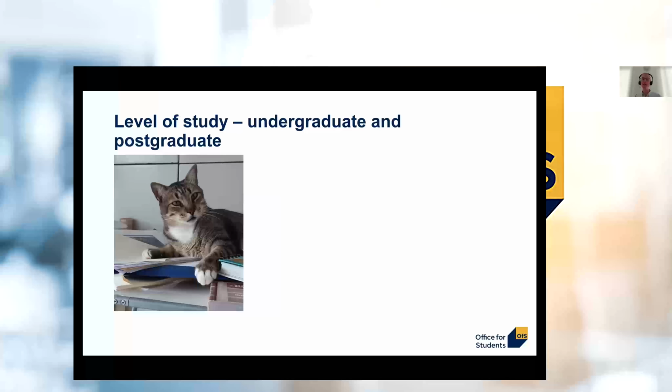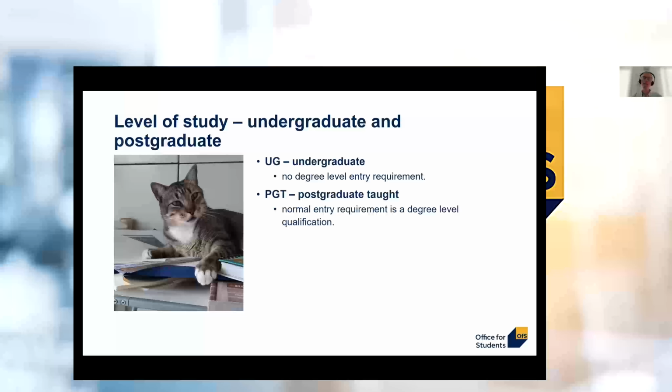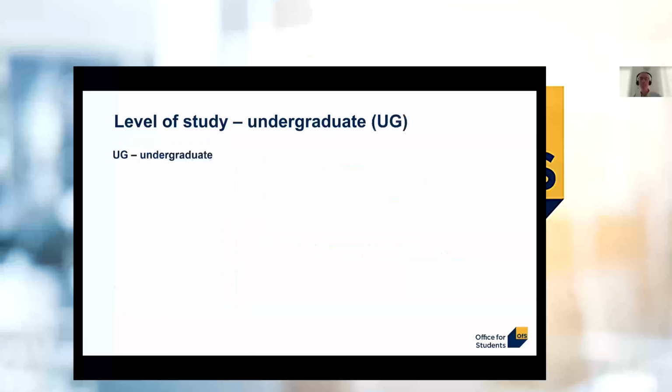So for level of study, we define each of these in relation to the qualifications needed for entry to the course. So for undergraduate courses, no degree level entry requirement. For postgraduate taught courses, this is where the normal entry requirement is a degree level qualification. There are 3 separate sub-levels that we will need to look at in a moment. And then we have PGR, postgraduate research. The qualification aim here is a research-based degree, higher degree. And we'll look at that a bit in a moment.